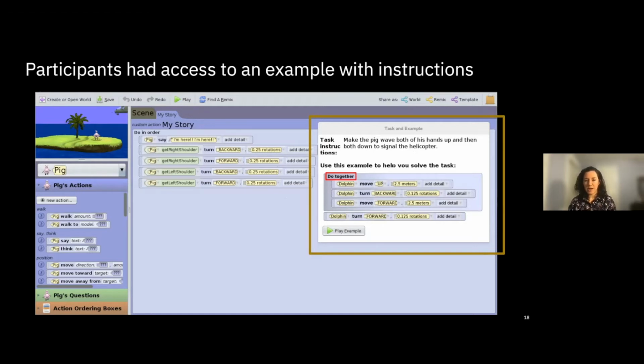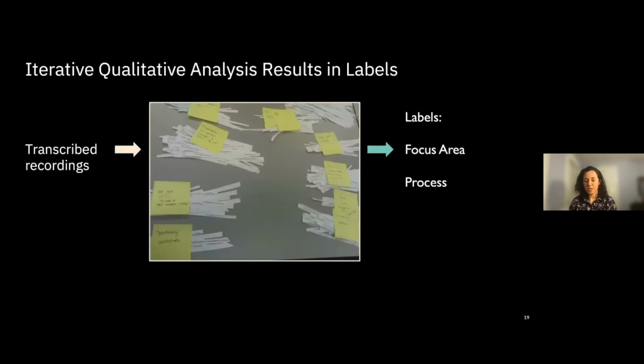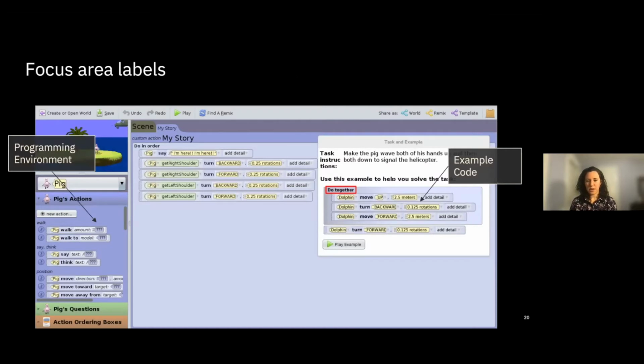We also asked them extra questions if they weren't talking a lot to capture what was happening. And then we performed a qualitative analysis where we were taking all the transcriptions and grouping those. We were focused on 2 main parts of what was going on, the focus area, so what part of the interface they were talking about. So were they talking about the example code? Were they talking about the programming environment? Basically, which part of this?